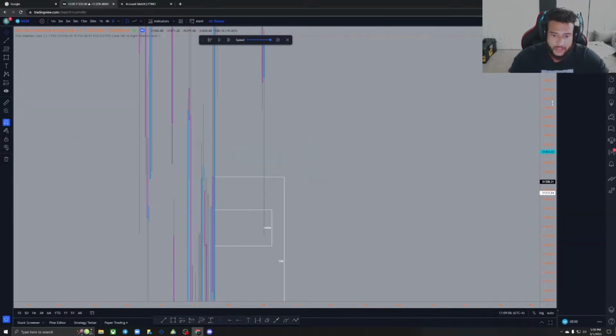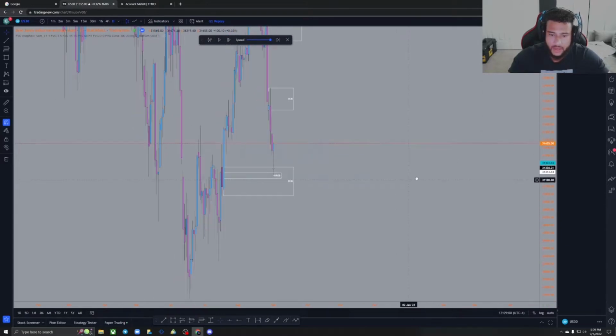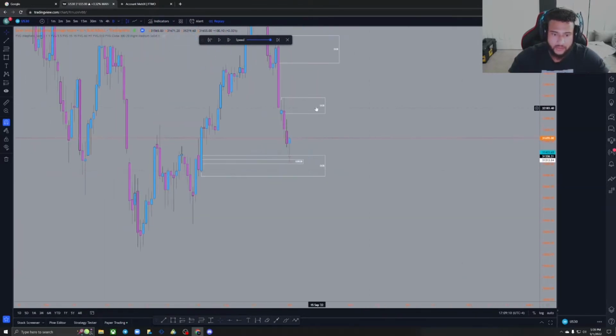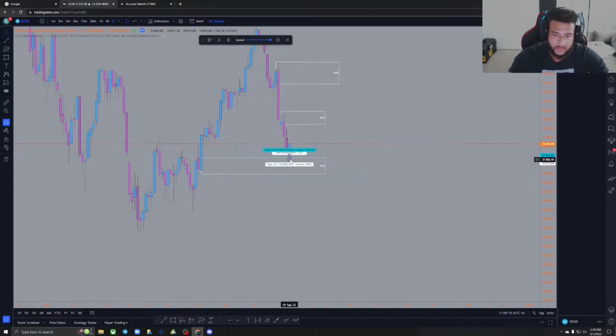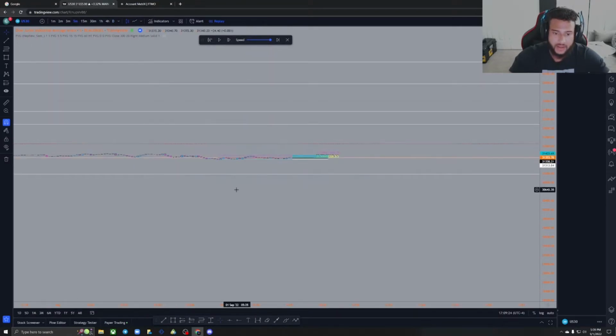So starting on the daily chart, when I looked at it this morning around 7 o'clock, I saw the price was inside of this daily order block here, right? So with that being said, I wanted to see some type of rejection or reaction off of this area here, and pretty much got it.